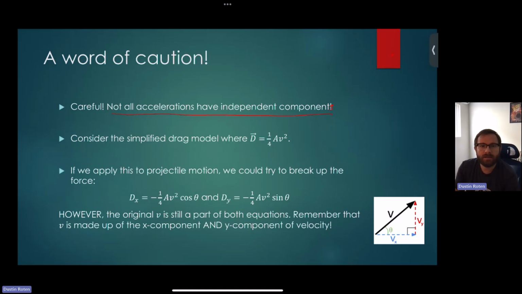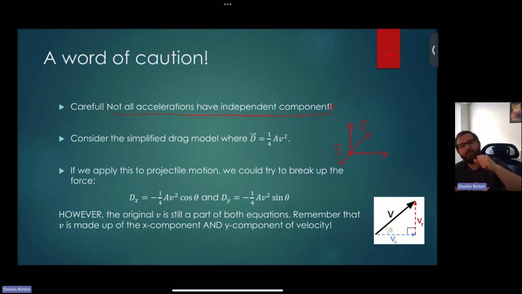So essentially, consider the simplified drag model, where we just said drag equals 1/4 A V squared. Now, if we take a projectile motion problem, maybe something's being launched this way. Now, remember, drag always opposes the motion. So drag is going to be this way. And it also depends on the value of V. Now, think about this. We have velocity for a projectile motion problem pointing up and to the right, drag is going to be pointing down and to the left to counteract it.